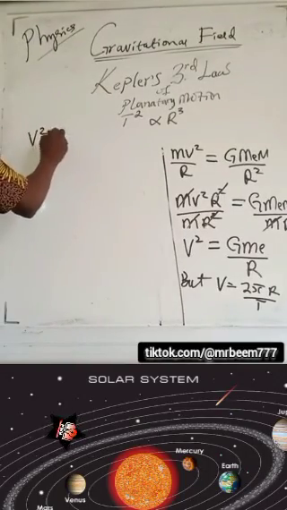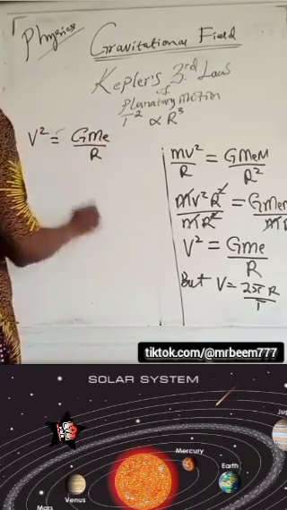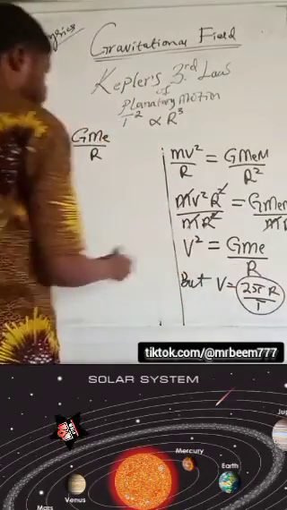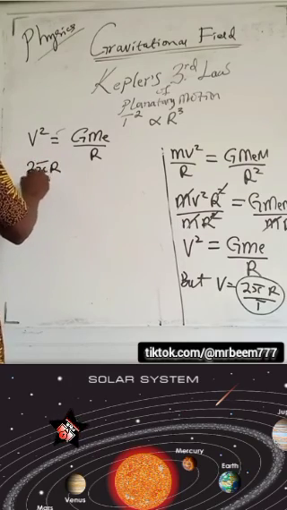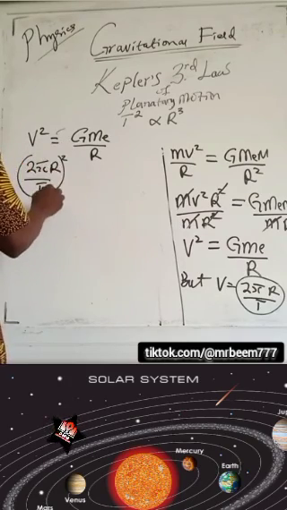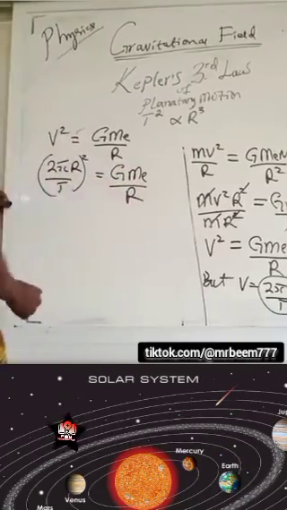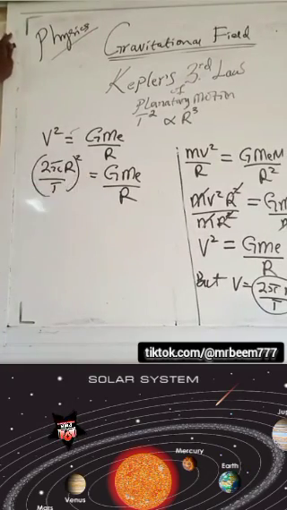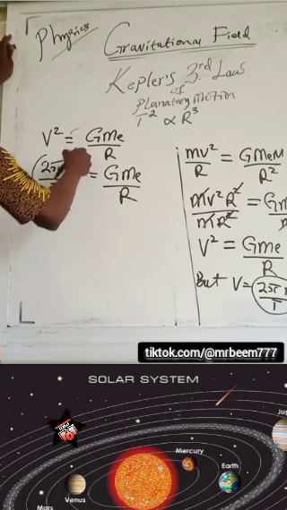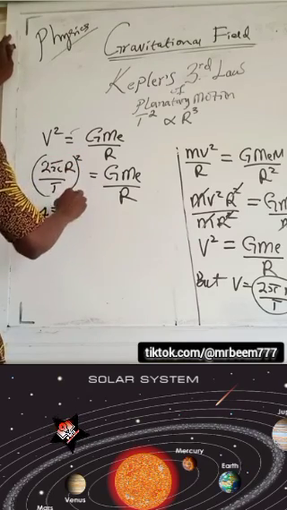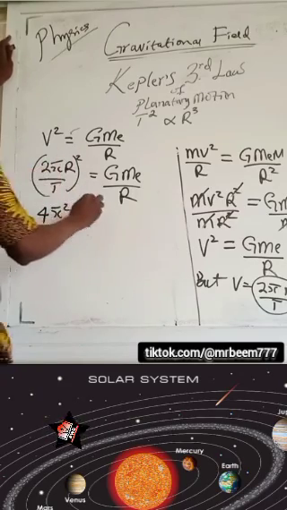From v squared is equal to G M E all over r, we are substituting this in place of v. So we have 2 pi r over T, you square this, is equal to G M E over r. If you square this, you have 4, pi squared, r squared, T squared. If you clear this bracket, it's equal to what?